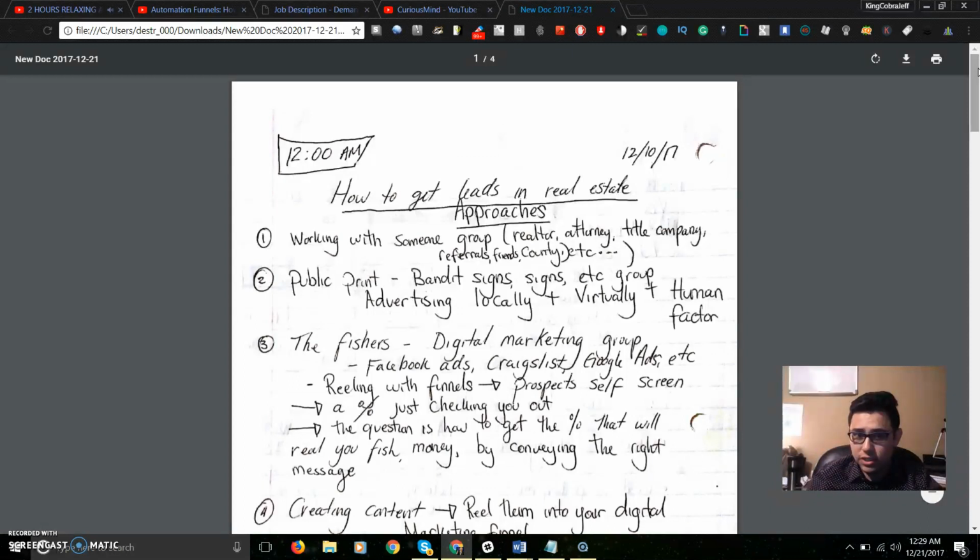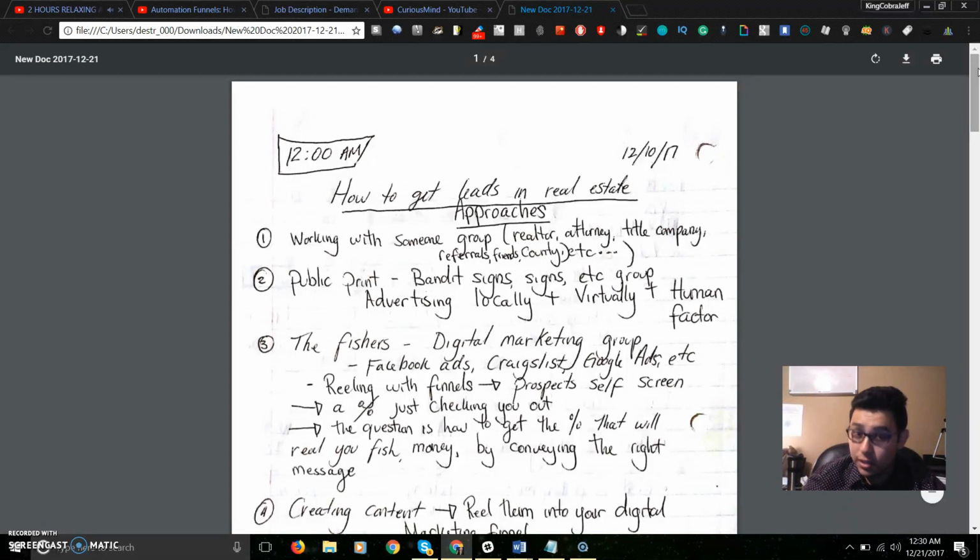for your personal usage. So most investors, they will try to team up with somebody else. They will try to team up with a realtor, an attorney, perhaps a title company. So that's a matter of building up your referrals, your friends, perhaps the county. As far as where you're getting referrals from, you have to think about how you can increase your referrals. So that's one of them.